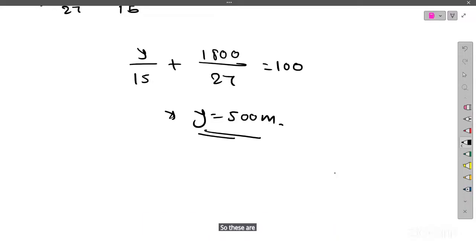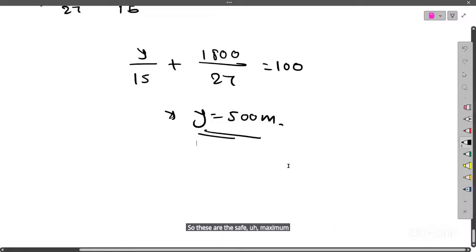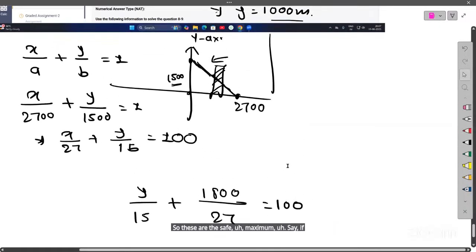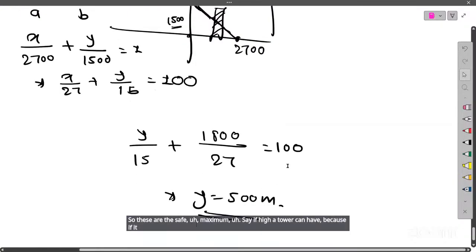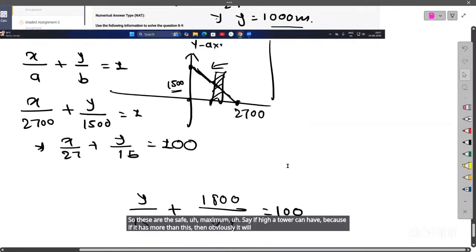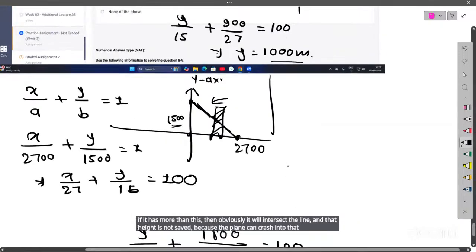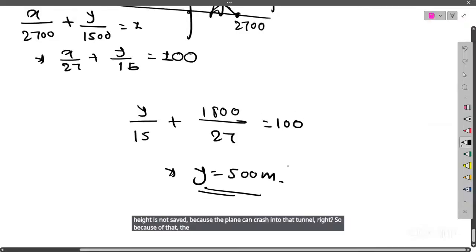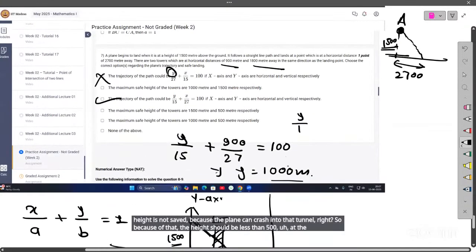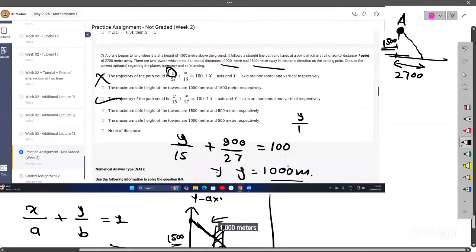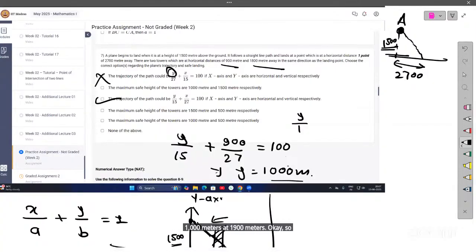So these are the maximum safe height a tower can have, because if it has more than this, then obviously it will intersect the line, and that height is not safe because the plane can crash into that tower, right? So because of that, the height should be less than 500 at 1800 meters and less than 1000 meter at 1900 meters. Okay, so the maximum safe height of the towers are 1800 and 1500.